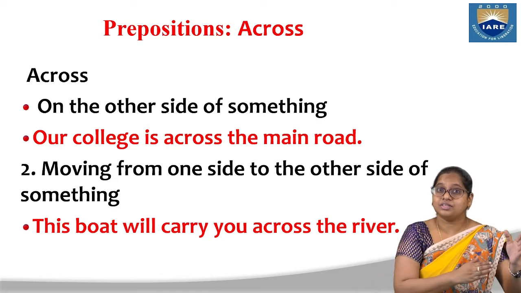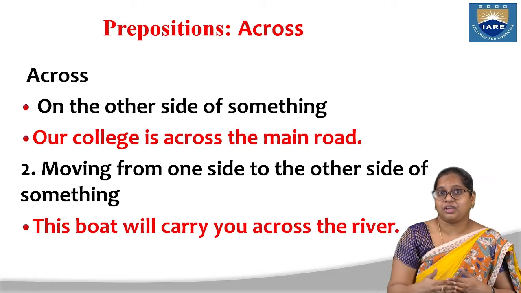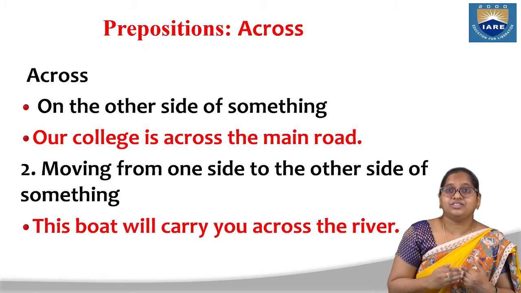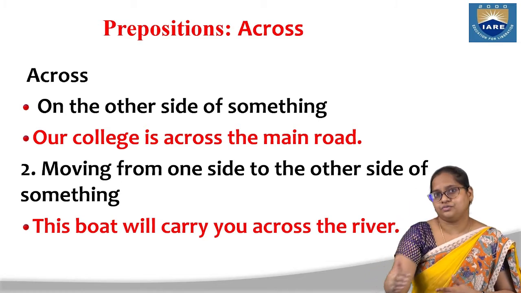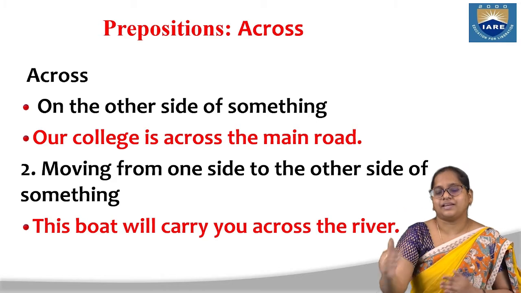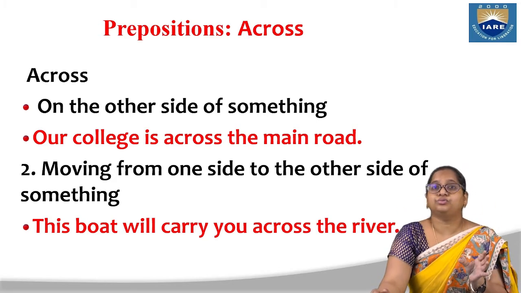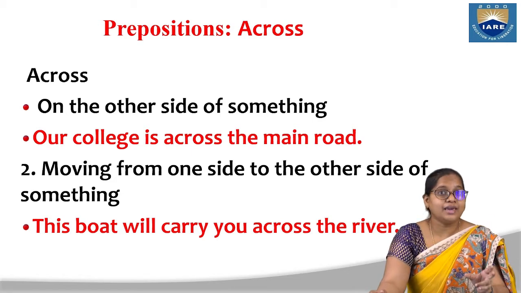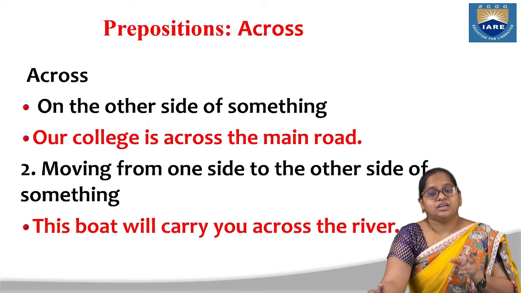For example, across the bridge, we say, right? Across means on the other side of something. So the example I have for you is, the college is across the main road. It is on the other side of the main road. So remember, across means on the other side. Next, I have put up more than two or three meanings or contexts where the same word can be used differently.